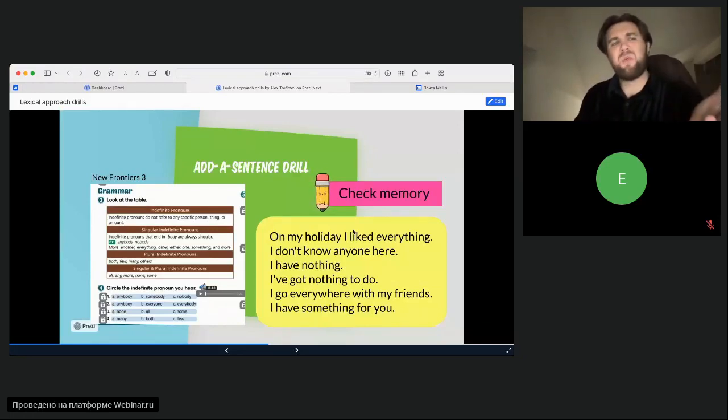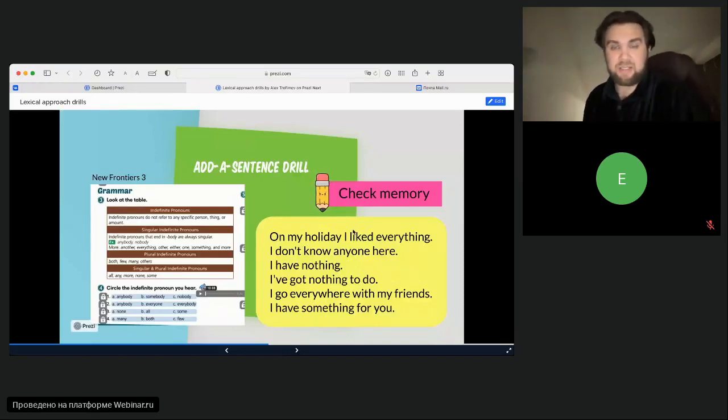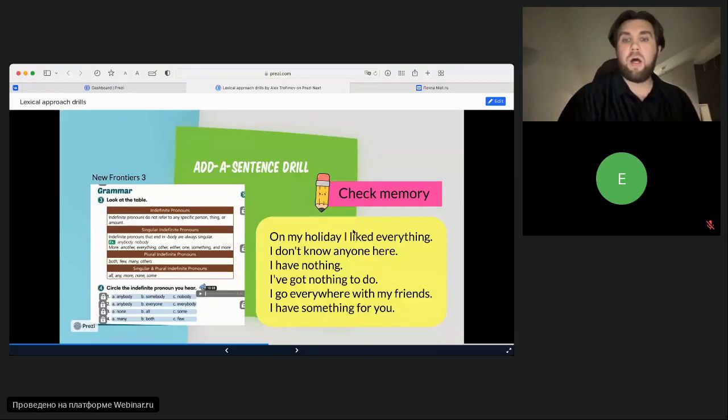But if I ask them to use it randomly or make up a sentence with the grammar, it would be either not natural or take a long time. So what I want them to do is prepare to continue the idea. I don't think that I can ask a question here. This is not that kind of drill. So I just say, can you add another sentence after the first one? Vasya says, on my holiday, I liked everything.